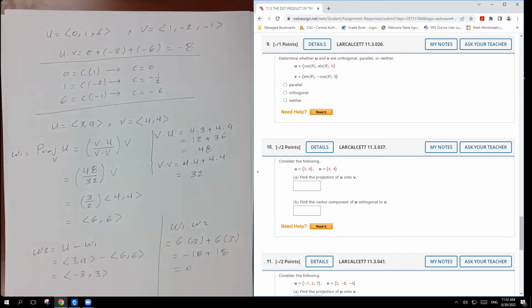W1 is the projection, and W2, if they ask you to find the vector component of U orthogonal to V, is W2.